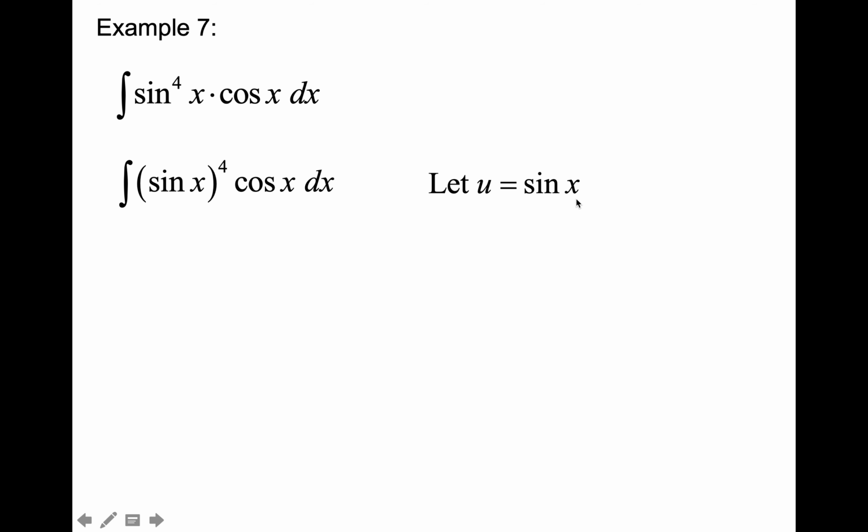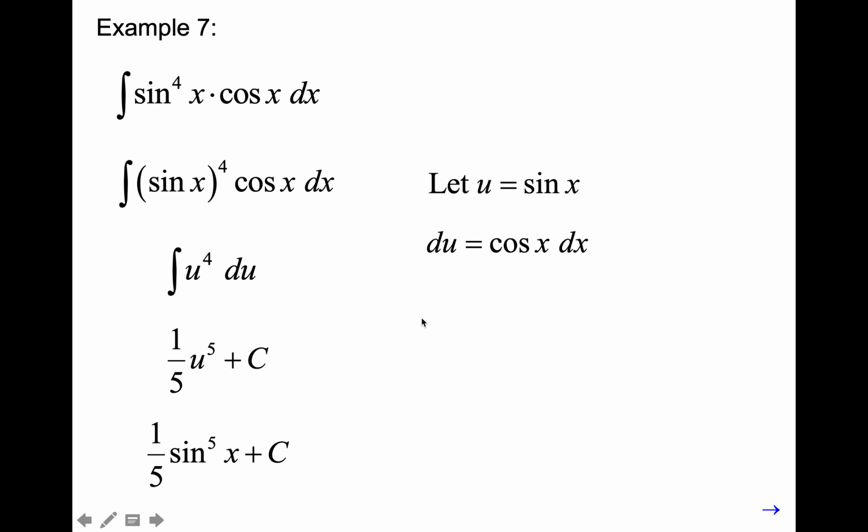So if you let u equal sine x, then you have du equals cosine x dx. Now we can substitute, and we get the integral of u to the fourth du. You look at what you started with and it looks complicated. You look at this and it's easy. So we get u to the fifth over 5 plus a constant, and then you just plug back in what u was equal to, and you're done.